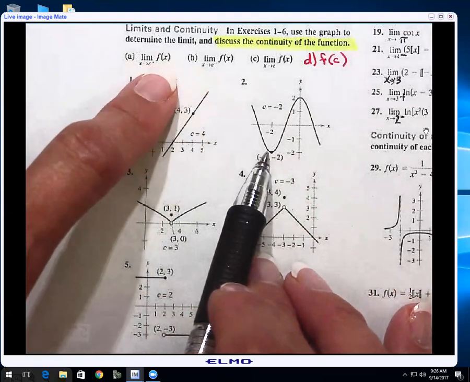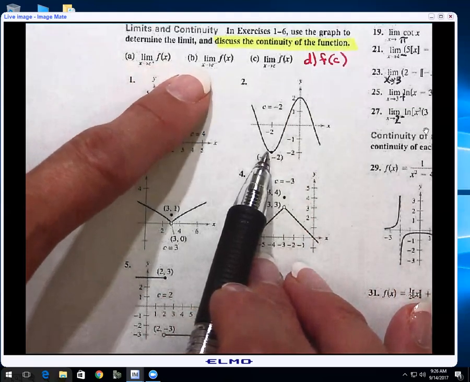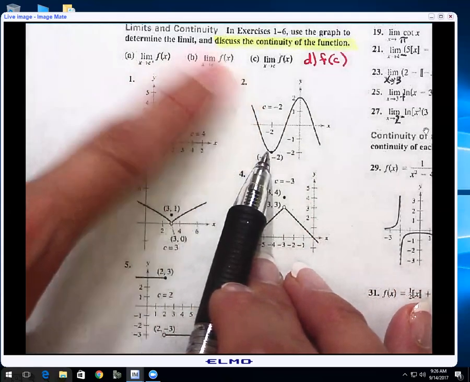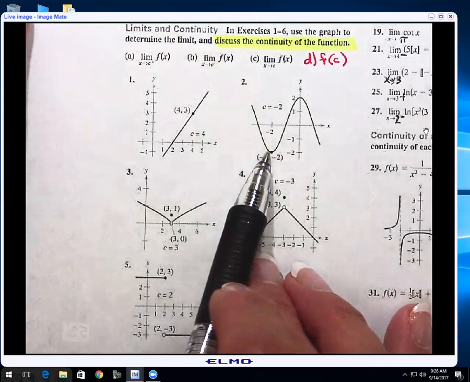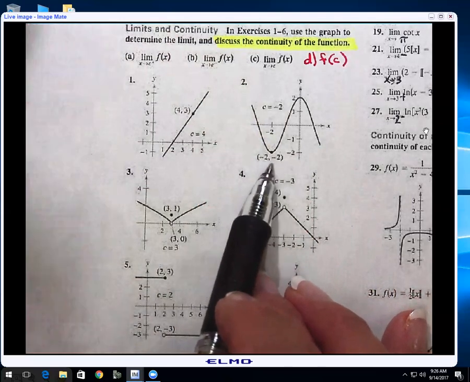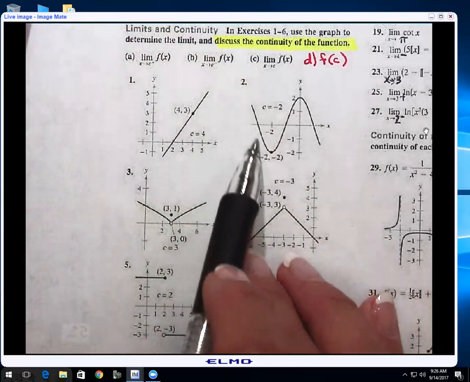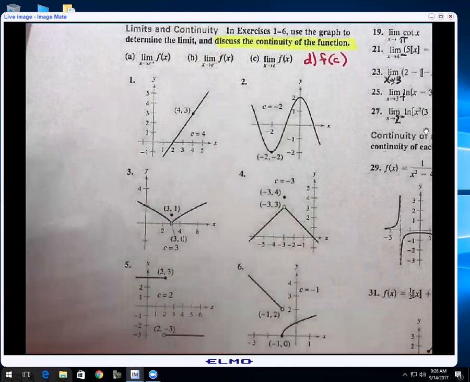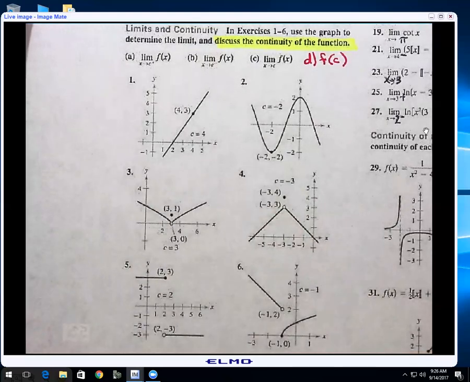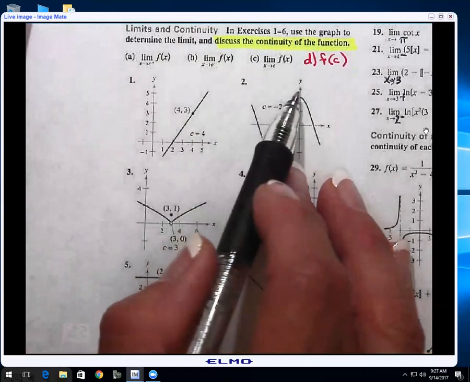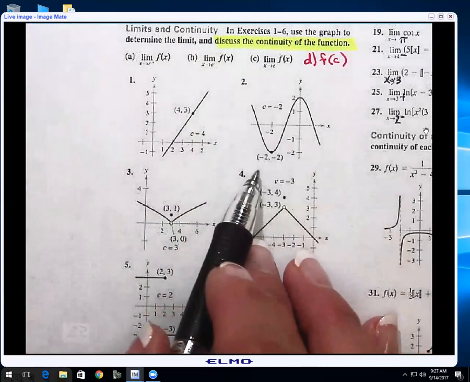If the answer to the A part is -2 and the answer to the B part is -2, what's the answer to the C part? -2. And then my made up D part, what is f of -2? -2. Because that function is continuous at -2, all 4 of those have the same answer. Anytime all 4 of those have the same answer, then the function's continuous at that point.